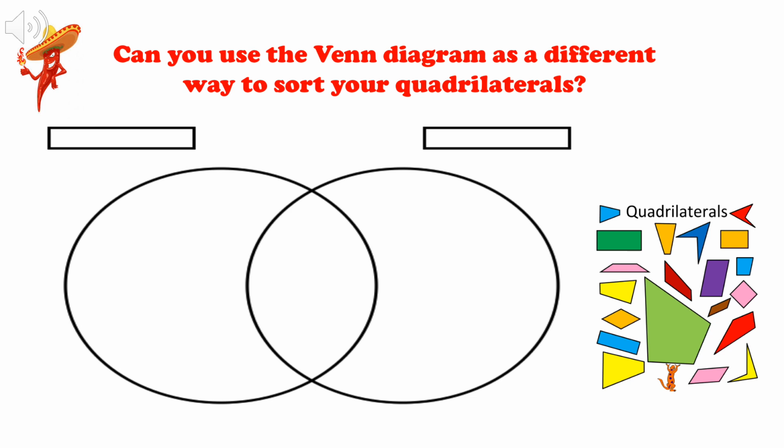Can you use a Venn diagram as a different way to sort your quadrilaterals? Now, the way that the Venn diagram works is you've got two circles which overlap each other. Each of the circles needs its own heading. So, for example, using the quadrilaterals that you can see on the screen, I might say the left-hand circle has a heading of yellow shapes, and the right-hand circle has a heading of shapes which have a right angle. And then where the circles overlap in the middle, that would need to be the shapes that actually fit into both of those headings. So shapes that are yellow and shapes that have a right angle. Shapes that don't fit into either of these headings would need to go on the outside of the circle.